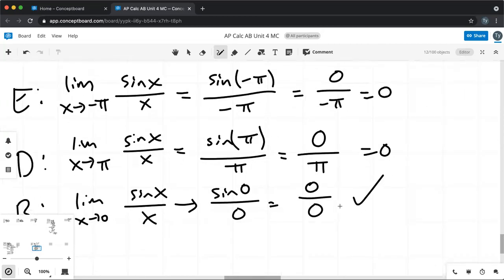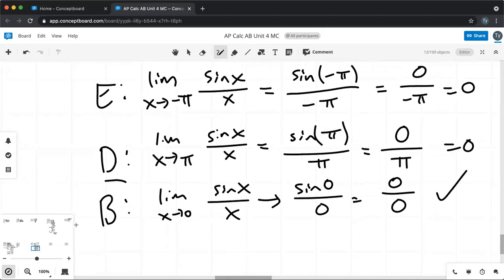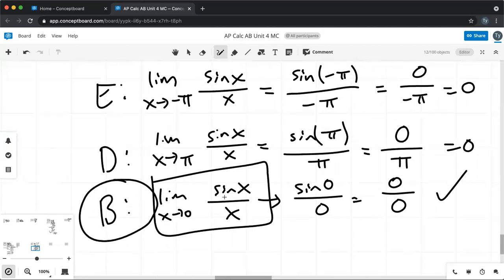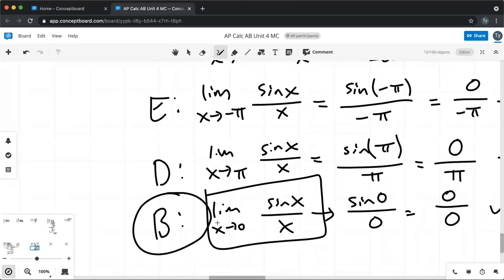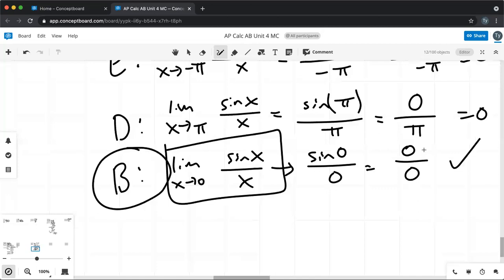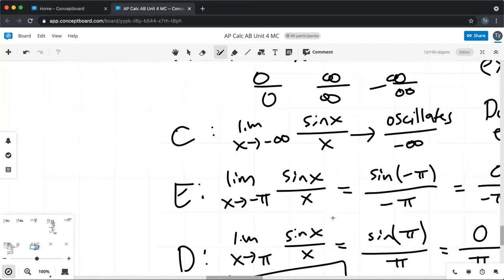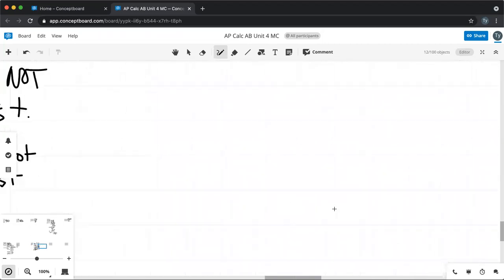That is an indeterminate form. So B is our answer that we're looking for. The limit as x goes to 0 of sine of x over x is an indeterminate form. And by the way, we could solve this using L'Hopital's rule, right? But that's not what the question's asking. So let's not do that.